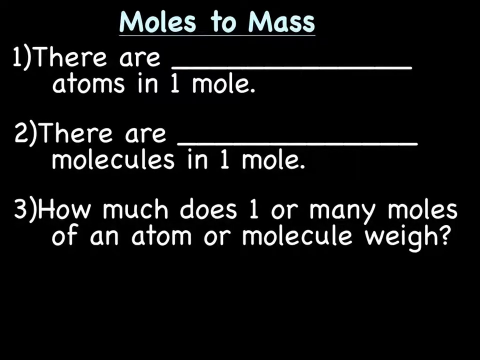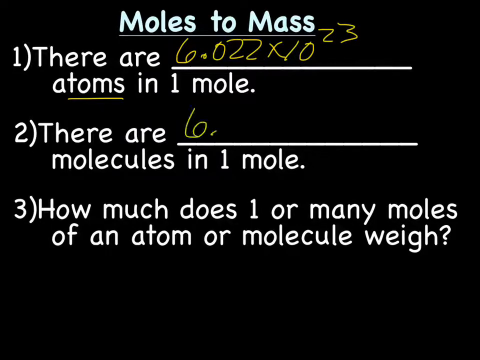All right, moles to mass. Quick review. There are how many atoms in a mole? 6.022 times 10 to the 23rd. And how many molecules in a mole? 6.022 times 10 to the 23rd. Okay, how many donuts in a mole? 6.022 times 10 to the 23rd. Okay, so here's the question for today. How much does 1 or many moles of an atom or molecule weigh?